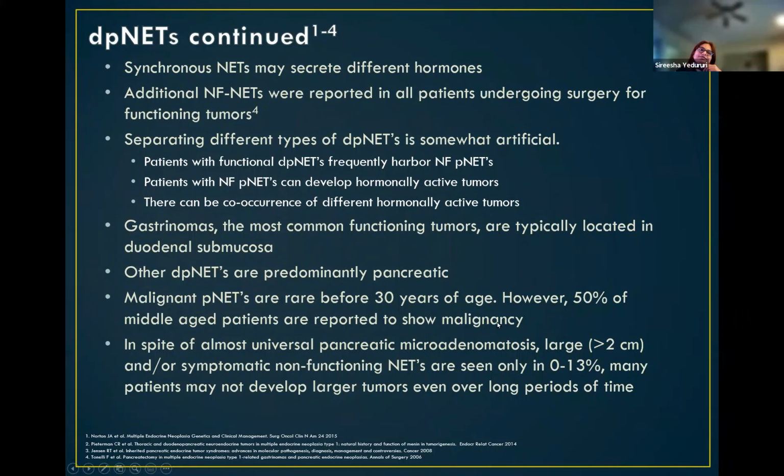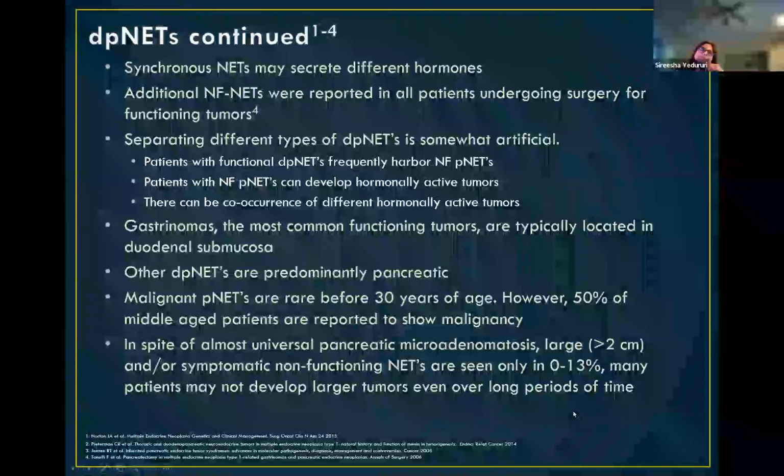So in spite of almost universal microadenomatosis in the pancreas, it is believed that large tumors, that means greater than 2 centimeters, and or symptomatic non-functioning neuroendocrine tumors are only seen in up to 30% of the population. And many patients never develop larger tumors over a long period of time.